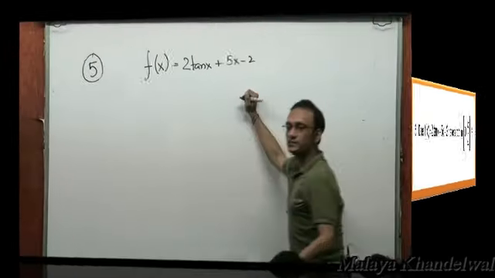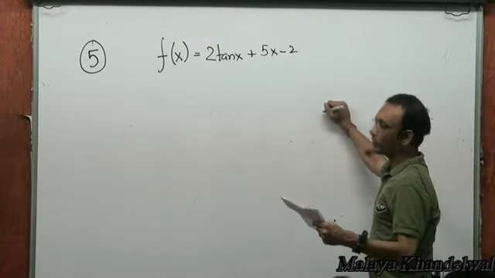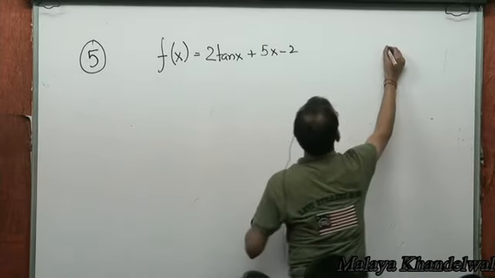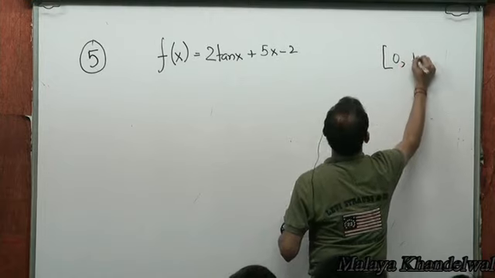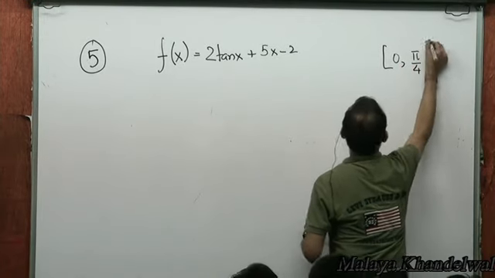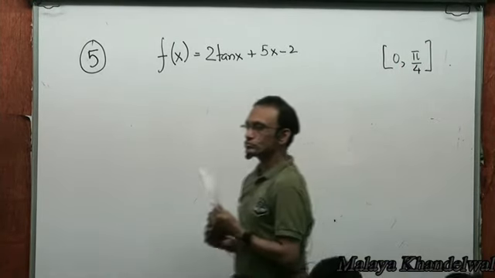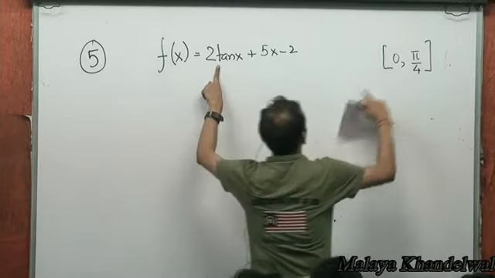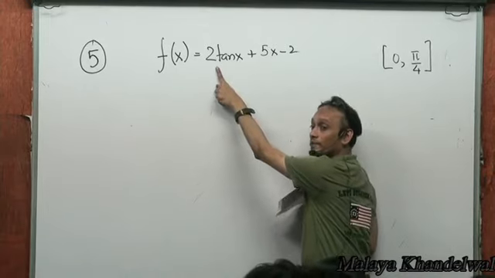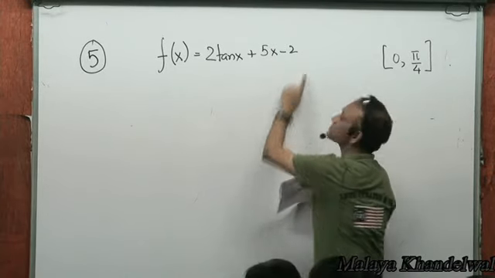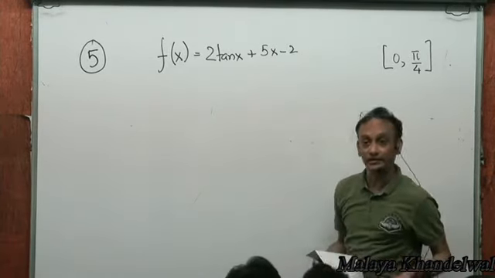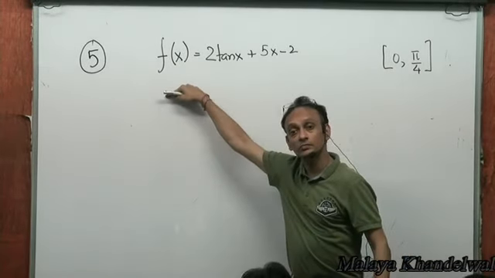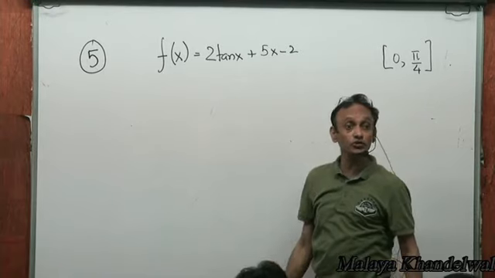f(x) is 2 tan x plus 5x minus 2. I want to see if this has a root in the interval 0 to pi by 4. Now, tan x is continuous everywhere from 0 to pi by 4. 5x minus 2 is a polynomial, continuous everywhere. That means in the interval 0 to pi by 4, f(x) is continuous.